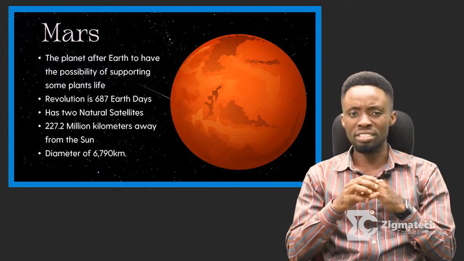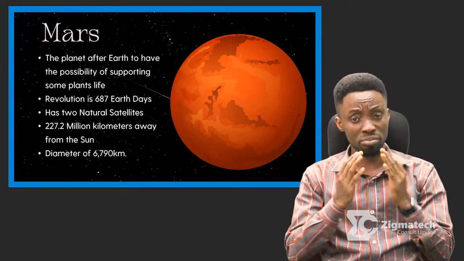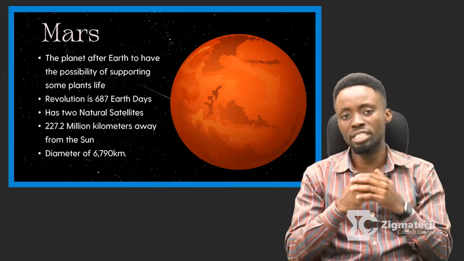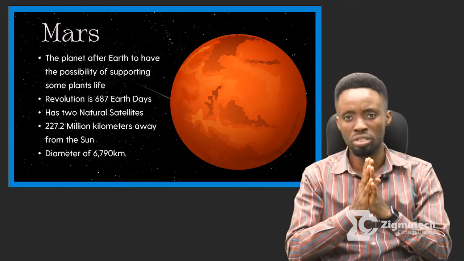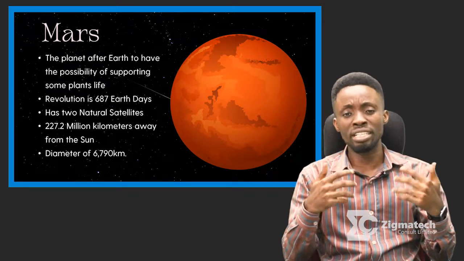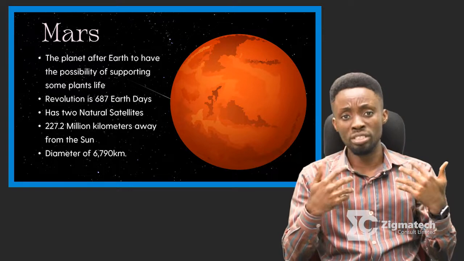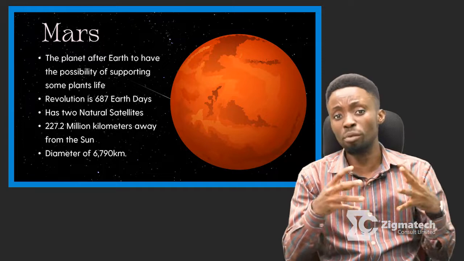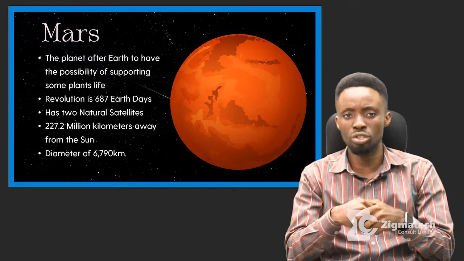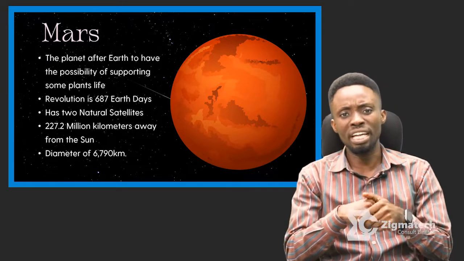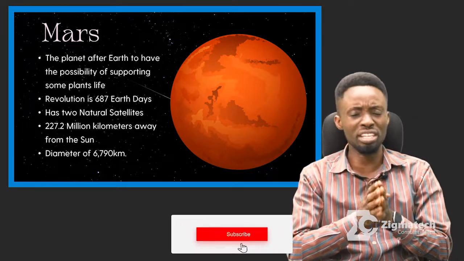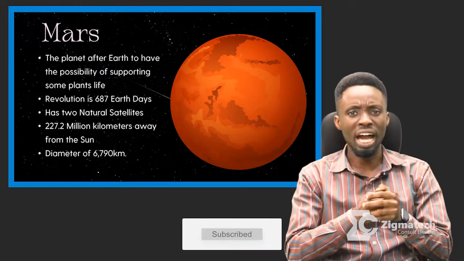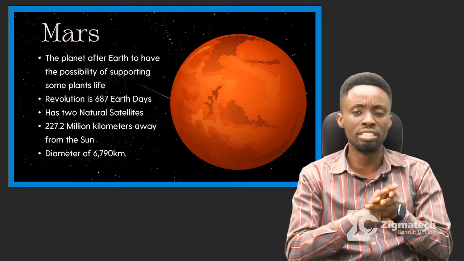Now, planet Mars is seen after planet Earth before we get to the asteroid belt. Now, people believe that life can actually exist on planet Mars. So it's seen as the second planet that can actually support life. And revolution takes about 687 Earth days, and it has two natural satellites.